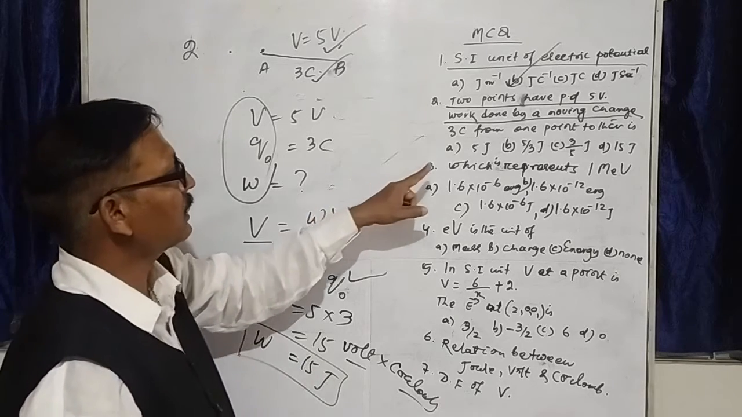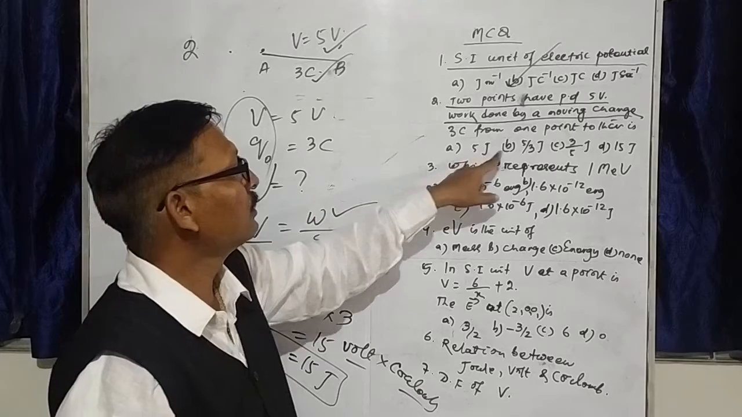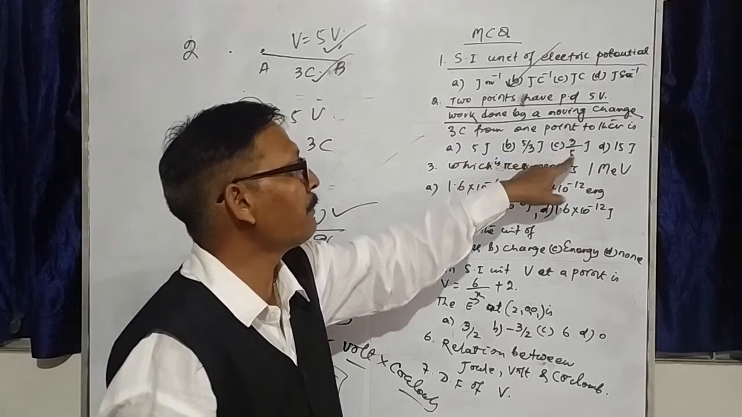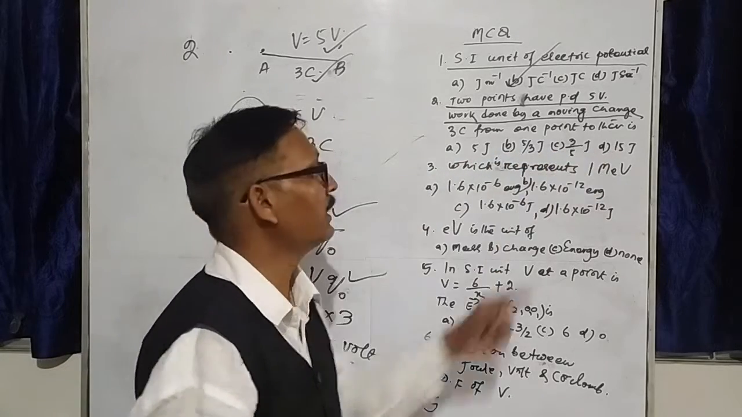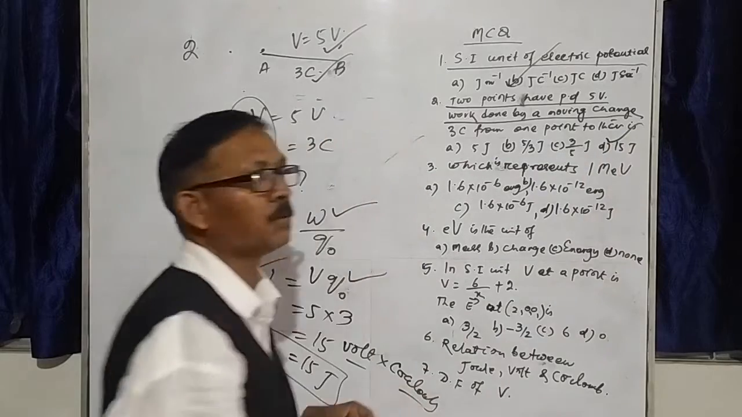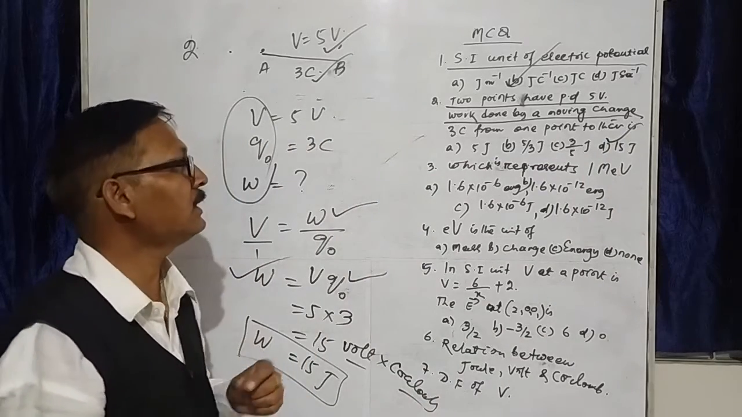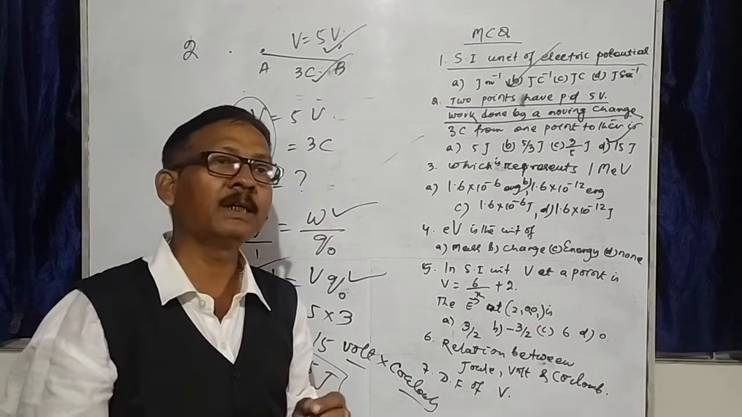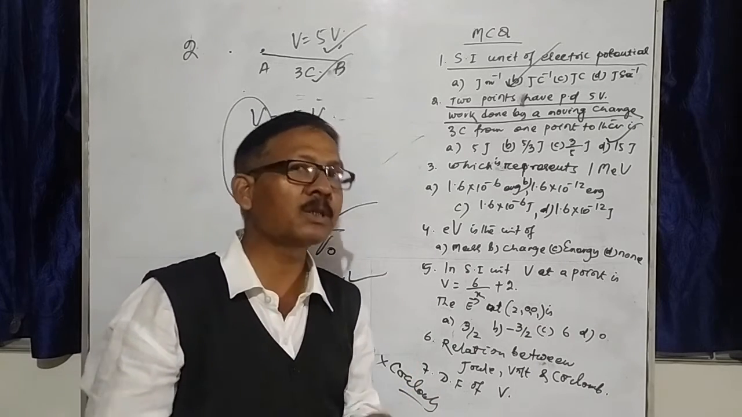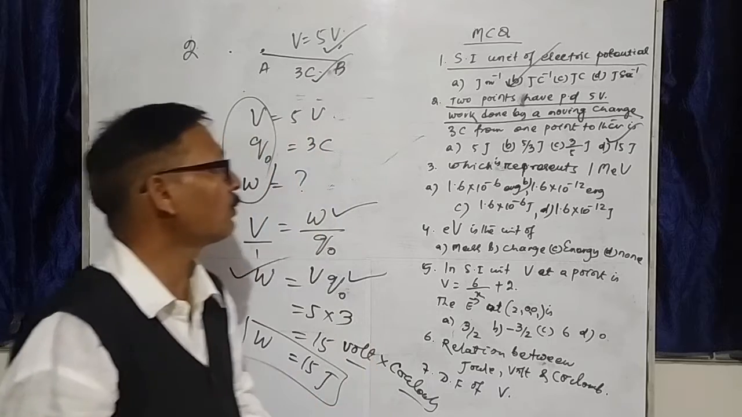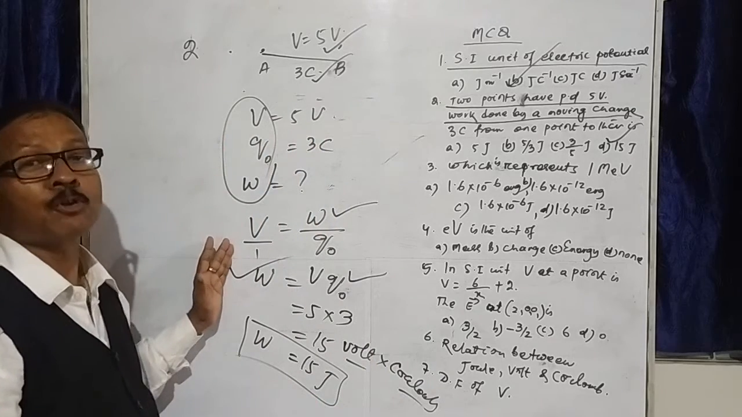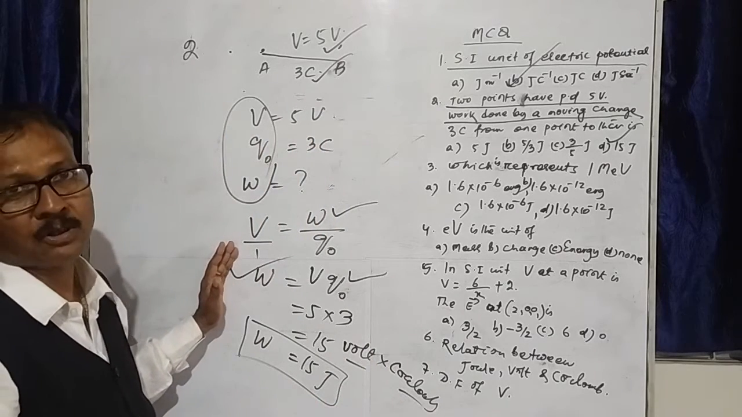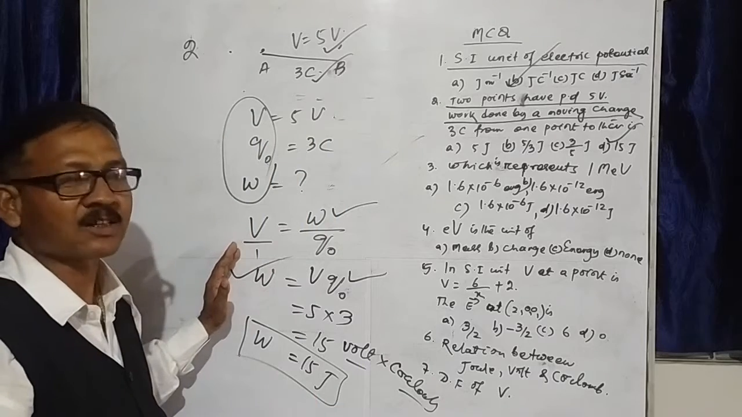Which one is the correct answer? 5 joule, 5 by 3 joule, 3 by 5 joule, 15 joule. So D is the correct answer. You have to do it like this. Otherwise, if you guess, it may be wrong. Mostly, if you guess, it is wrong. So try to follow the procedure to find the accurate answer.